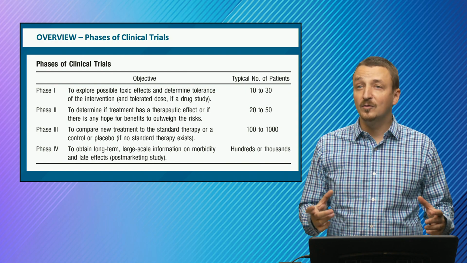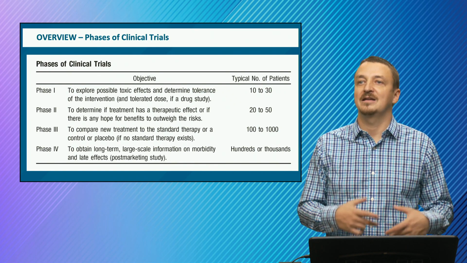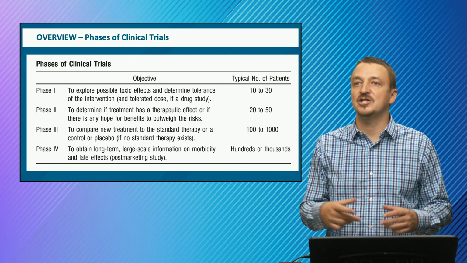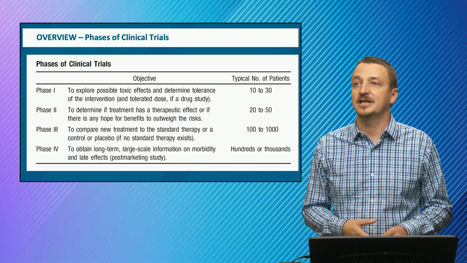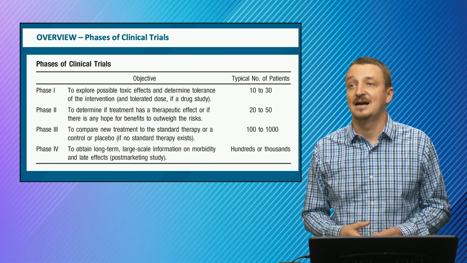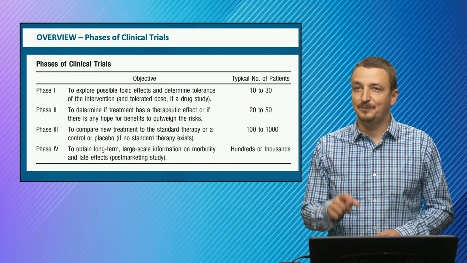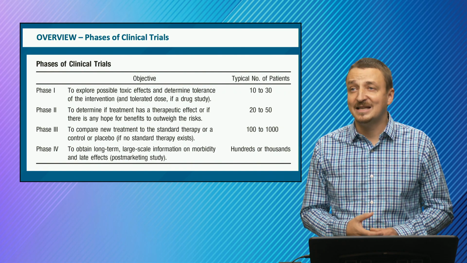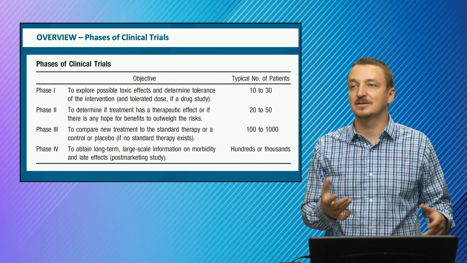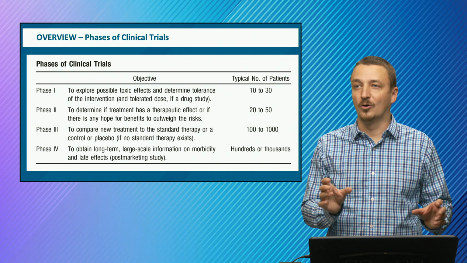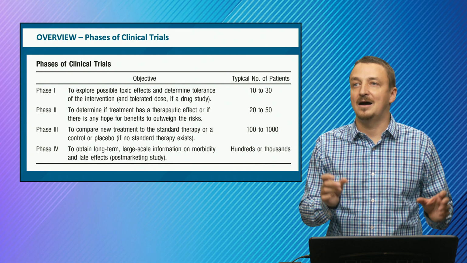And then after approval, we come to the phase 4 trials, where the goal is to obtain long-term, large-scale information on morbidity and also late effects. This is also called a post-marketing study. It is usually conducted in hundreds or thousands of patients post-study approval. The benefit of such a phase 4 trial is also that it can show us how well our phase 3 results, which are often conducted in a clearly defined cohort with a number of inclusion and exclusion criteria, would translate to the real world.